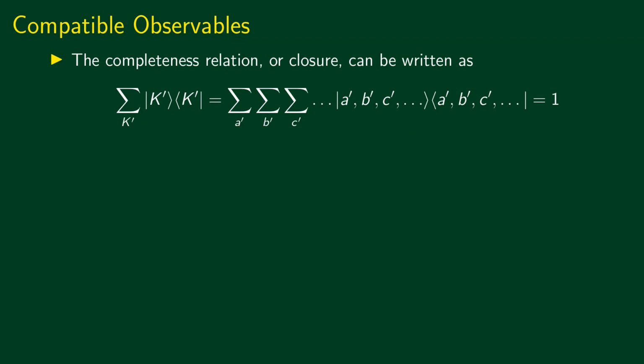We can also write the completeness relation, or closure. So we write the sum over k prime, this is the sum over all states, of ket k prime bra k prime, equal to the identity operator. Now all these states are labeled by A, B, C, etc. So we have to write this as a sum over all the states, with a summation over A prime, B prime, and C prime. So the completeness relation will look like this: sum over A prime, sum over B prime, sum over C prime, ket A prime, B prime, C prime, bra A prime, B prime, C prime is equal to 1, or the identity operator.